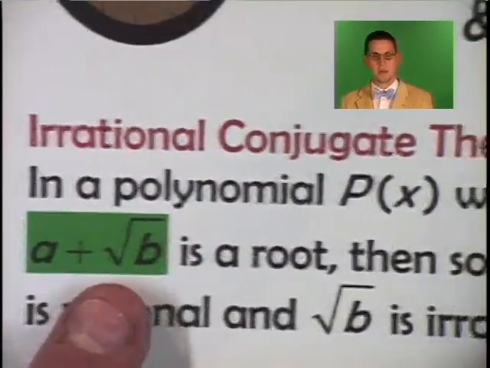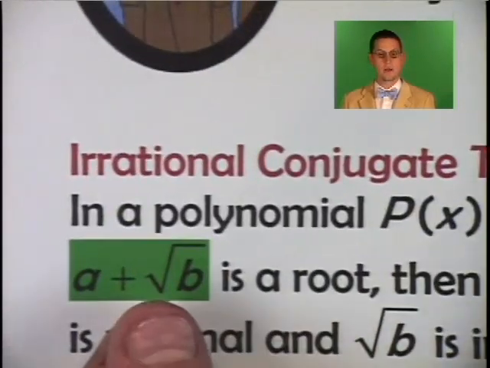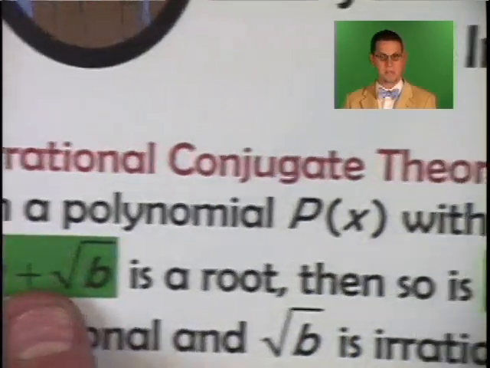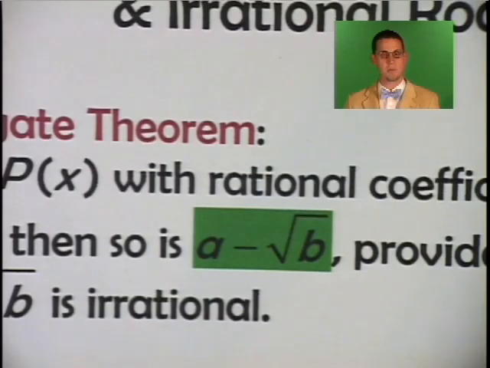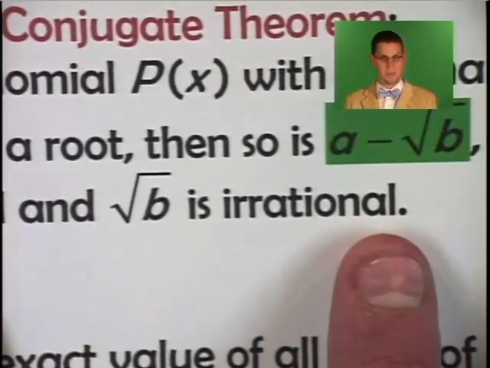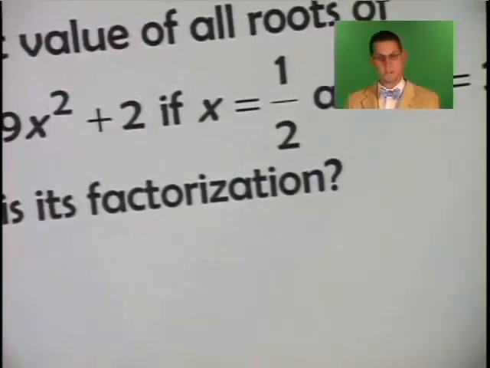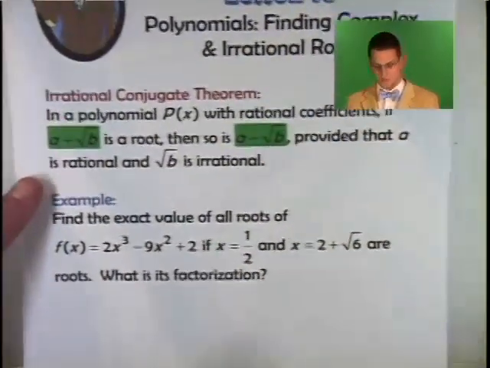So these irrational numbers, the square root of b, like the square root of 2, the square root of 3, the square root of 5, things that aren't perfect squares, are going to happen in pairs. One of them is positive and one of them is negative. And we call these conjugate pairs, a plus or minus the square root of b, provided that, of course, the square root of b is irrational. Now, what's the implications of that? Well, irrational roots happen in pairs when we have rational coefficients.